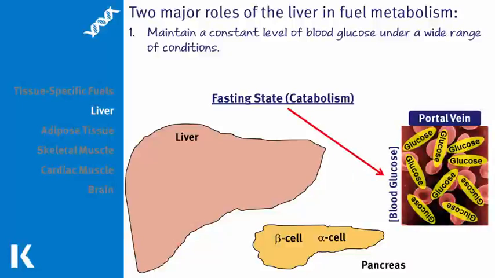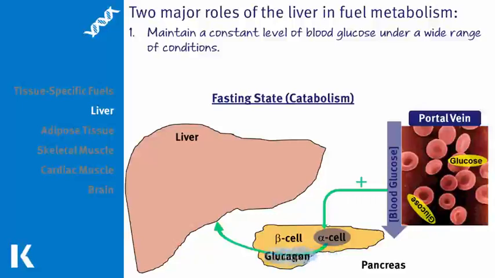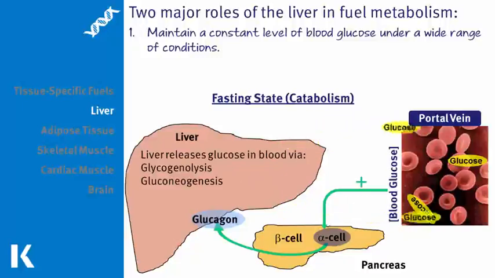In a fasting state, blood glucose levels are lowered. This stimulates the pancreatic alpha cells to release glucagon into the bloodstream. Glucagon travels to the liver where it stimulates the catabolic processes that will break down molecules into glucose, thereby increasing blood glucose concentration. These processes are glycogenolysis, the production of glucose from glycogen, and gluconeogenesis, the synthesis of glucose from other molecules. These processes act to increase the concentration of glucose in the blood.